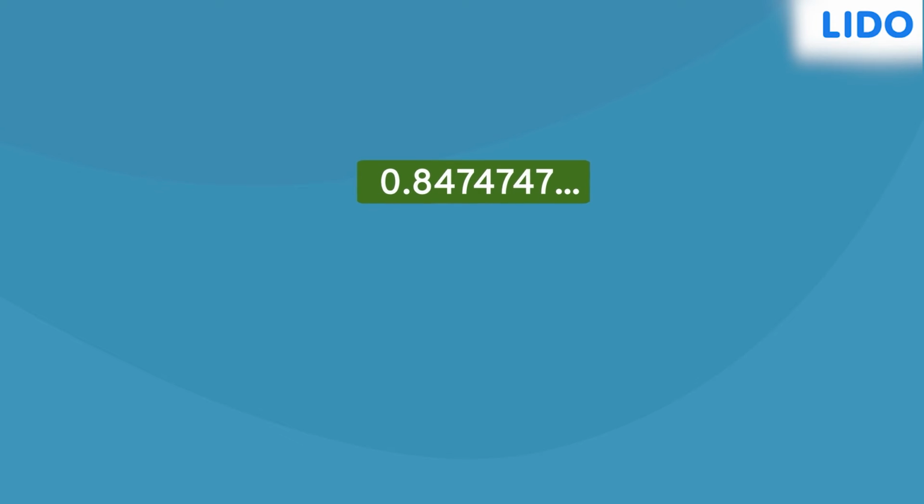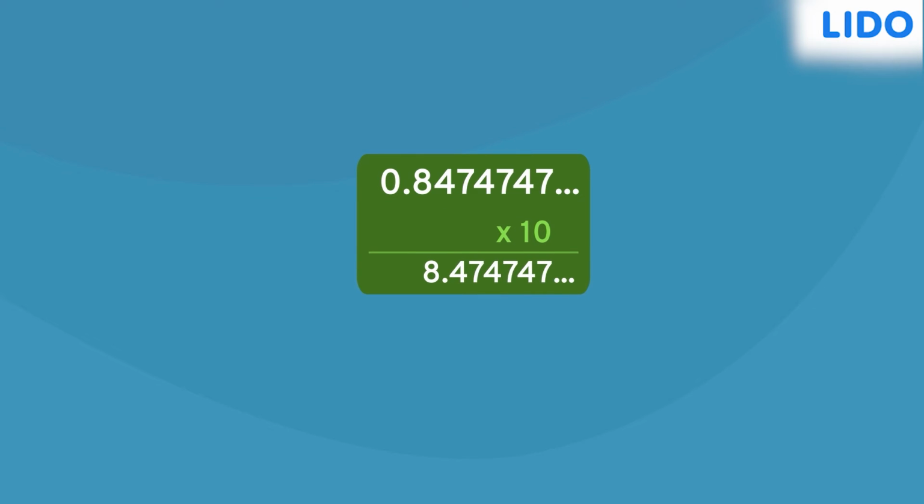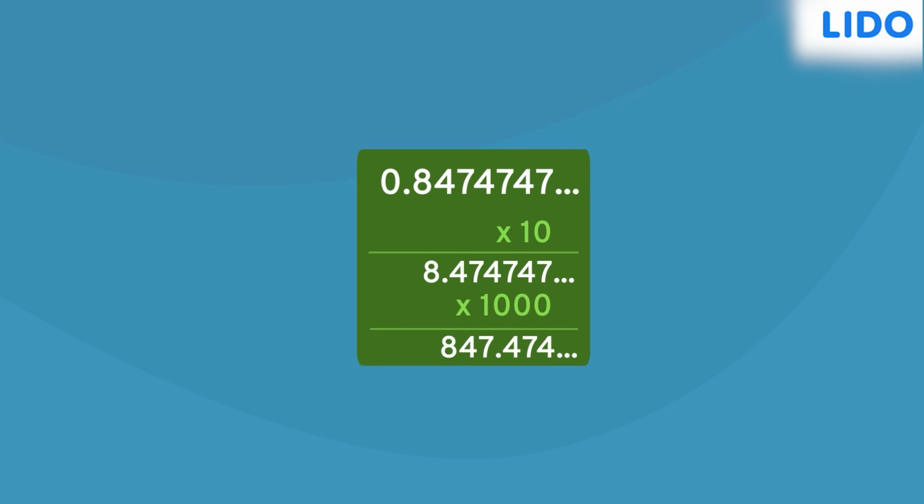The catch here is to multiply the number with the correct power of 10 to eliminate its recurring decimal part. So, to eliminate the recurring decimal digits in 0.8474747 and so on, we'll first multiply the number by 10. In the next step, we'll multiply the number by 1000. But why? It is simple. In this number, the only digits that repeat indefinitely are 4 and 7. So we need to make sure that after the multiplication, we leave only 4 and 7 after the decimal point.